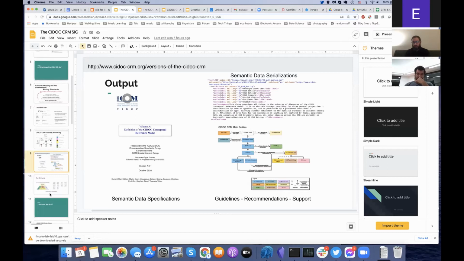As I mentioned in the introduction to the working groups yesterday, basically the output of this group are three different kinds of objects. We make semantic data specifications, first of all. So that is basically, sorry, letting somebody into the room.